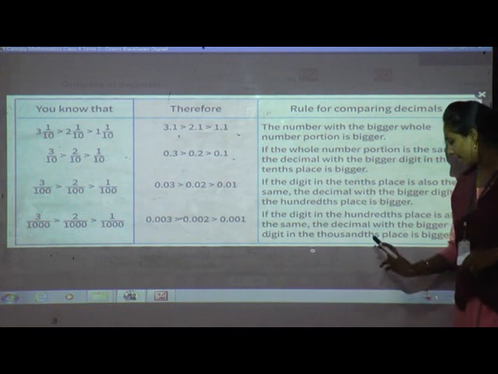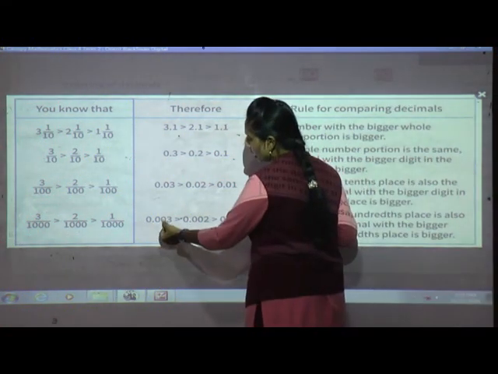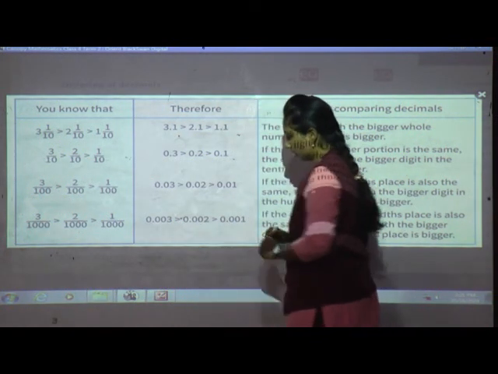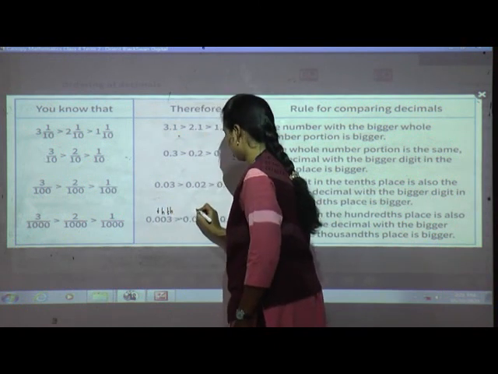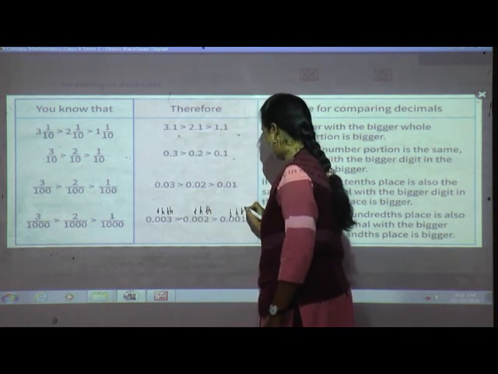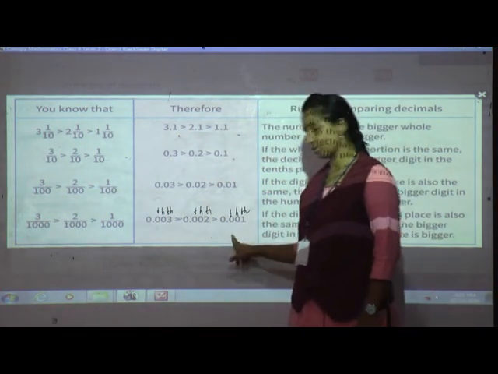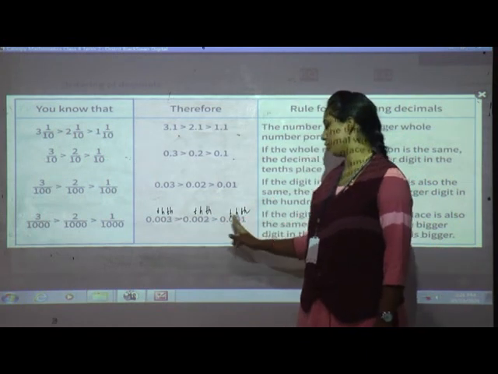If the digit in the hundreds place is also the same, then the decimal with the bigger digit in the thousands place is bigger. Now here, the same digit is there in the hundreds place, 0, 0, 0. See, this is tens, this is hundreds and this is thousands. First we will start with tens. See, tens place also 0, 0, 0. Then we will go to the next, hundreds place, also 0, 0, 0.